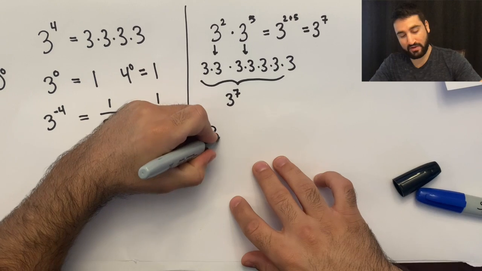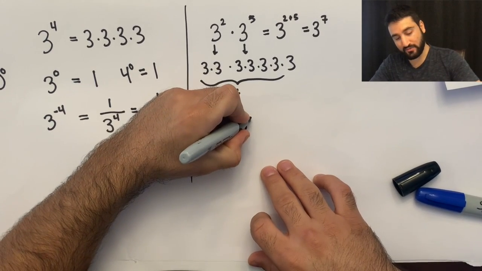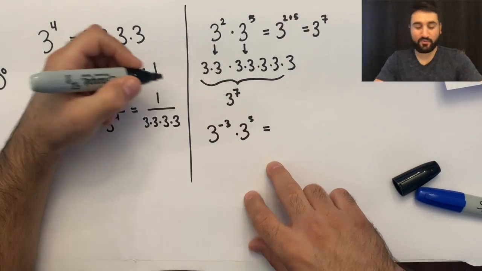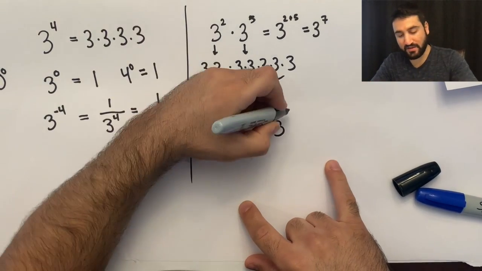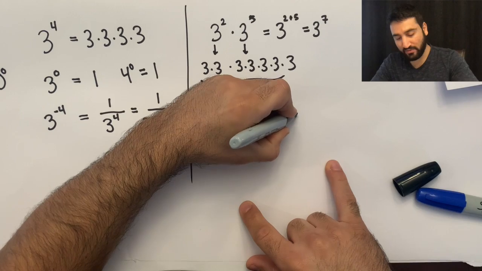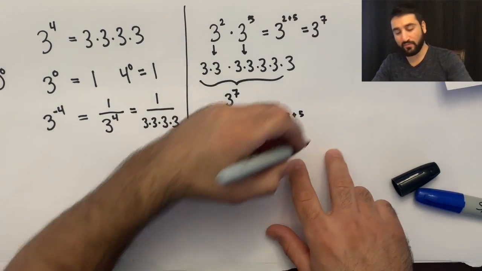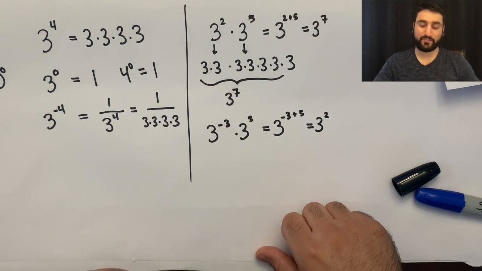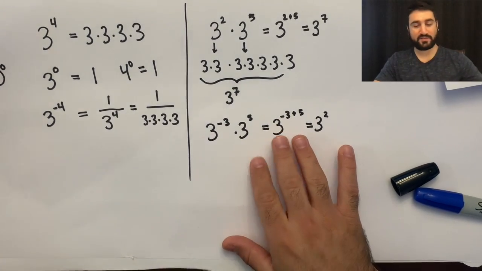So if you have 3 to the negative 3 times 3 to the 5, that's the same as adding the exponents. So it's the same as 3 to the negative 3 plus 5. And what's negative 3 plus 5? Well, that's 2. Okay? So, that being said, let's try this next example.